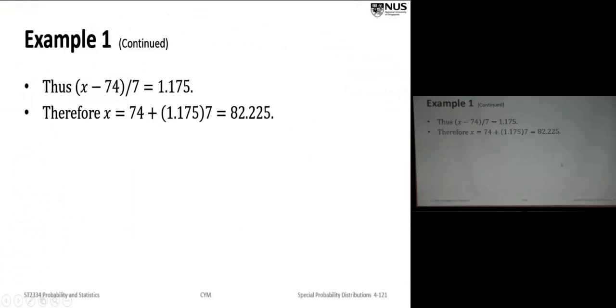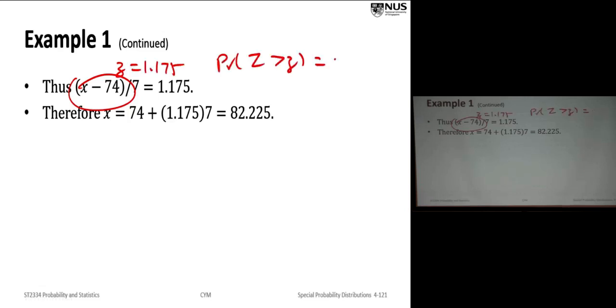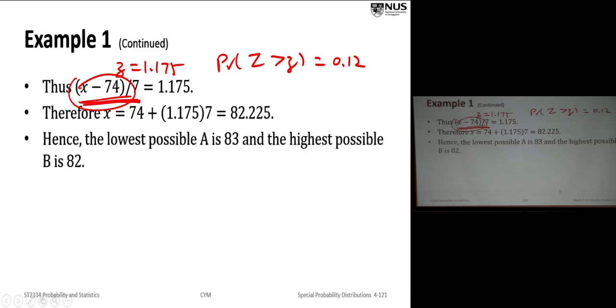So now we know that Z is equal to 1.175 such that the probability of Z greater than Z is equal to 0.12. Now I substitute back. This is my X minus 74 over 7. So convert it, X equals 82.225. So the cutoff point, if you are bigger than 82 or 83, you got A. If you got 82, too bad, it's below the cutoff point, so you got a B. So it's quite a high standard or quite an easy test.